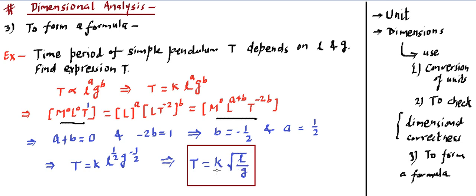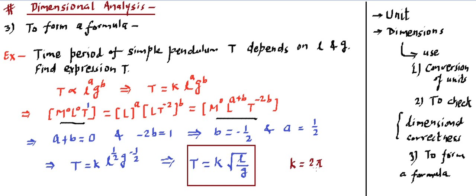Here K is a dimensionless constant, and we cannot find the value of K using this method. That is one of the drawbacks of dimensional analysis: we cannot find the dimensionless constant involved in an equation. But yes, we can find the relation between the physical quantities involved. We know this is the formula that you might have used many times. If we find the value of k by another method, k comes out as 2 pi. So the exact formula is T is equal to 2 pi under root L by G.